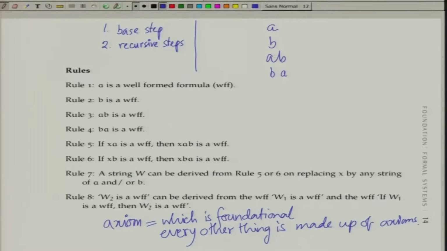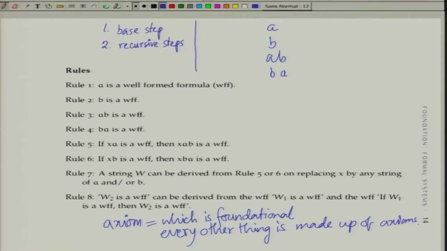Now, the first formative rule: if XA is a WFF, then XAB is a WFF. If XB is a WFF, then XBA is a WFF. These rules will help us create new WFFs. Now, suppose we have a task: let us make a string like BABAB.